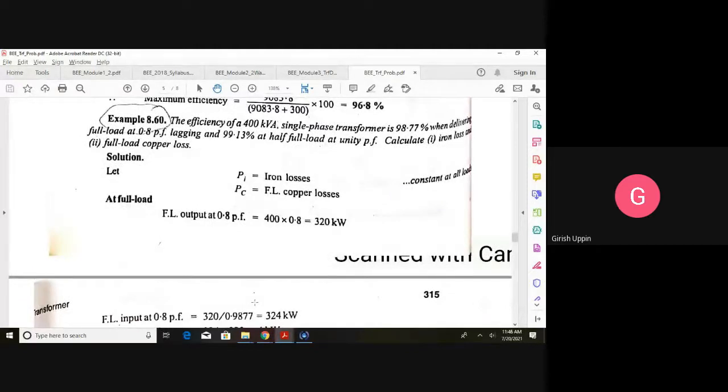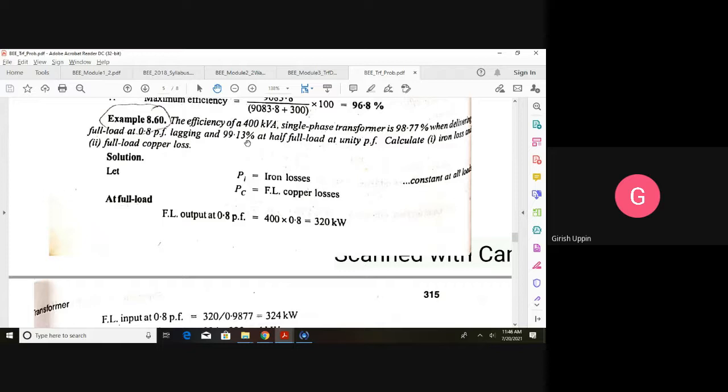Okay, this is another kind of problem. Here they will give two conditions, and you have to find what is PI and what is the full load copper loss PCFL. Efficiency of a 400 kVA, this is full load VA, single phase transformer is 98.77 when delivering full load, so X is equal to 1, at 0.8 power factor lagging. And this is half load efficiency 99.13, half load X is equal to 0.5, unity power factor, power factor is 1. Calculate iron loss and full load copper loss.